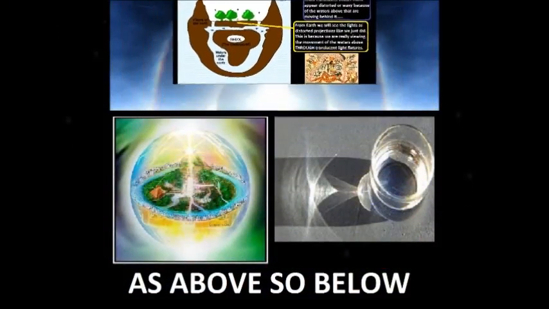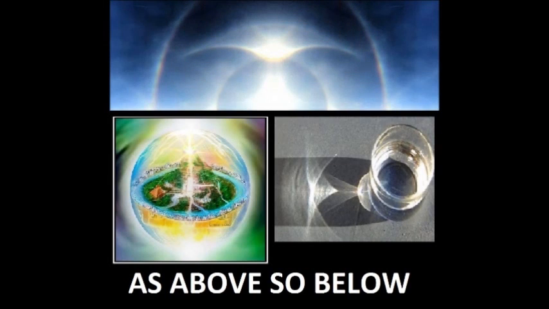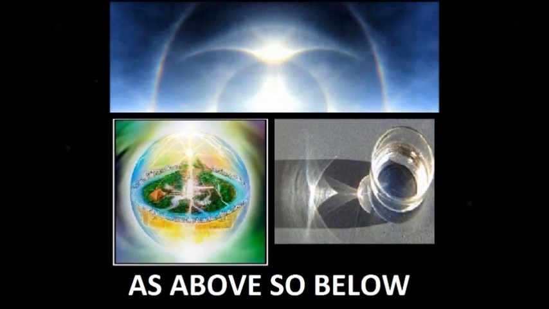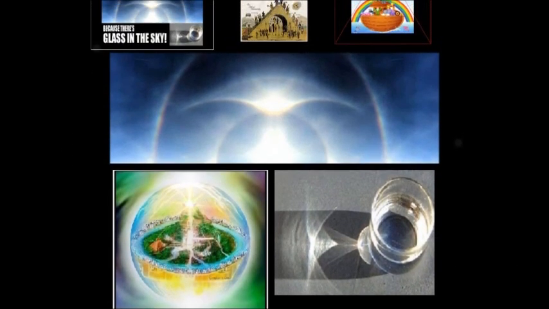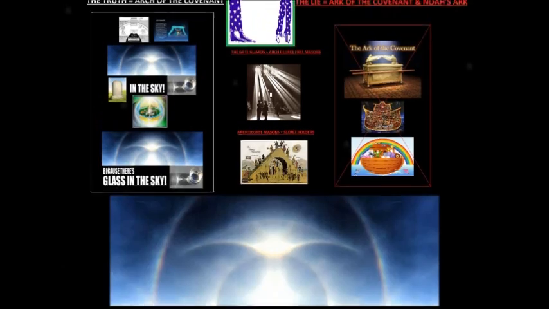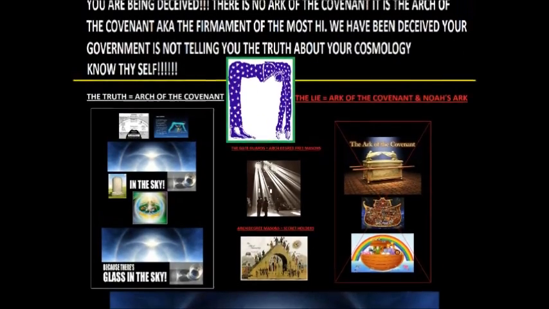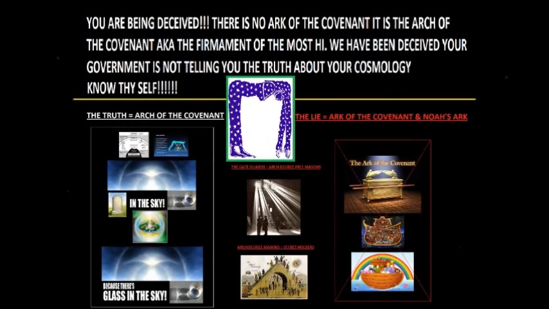What you're looking at now is proof that we're enclosed in a spherical dome with waters above. Look at the glass of water and look at the phenomena that we call a rainbow. The rainbow is the arch of the covenant. Ark of the covenant is really the arch of the covenant, the arch of the sky goddess Nut's back. It's the covenant that we are enclosed in this cosmic egg and we are protected.